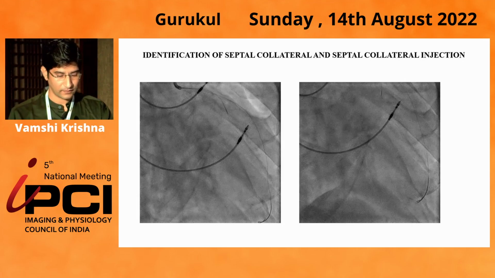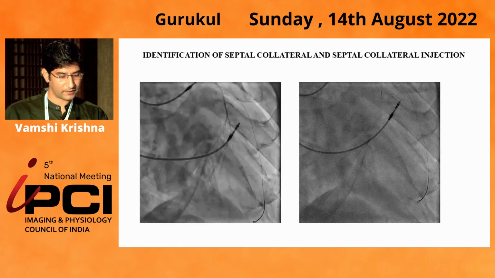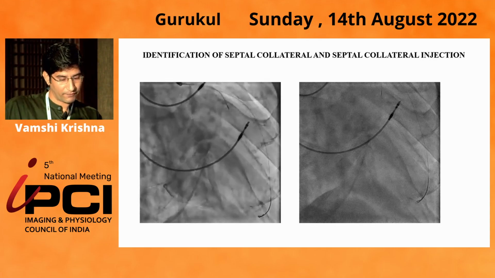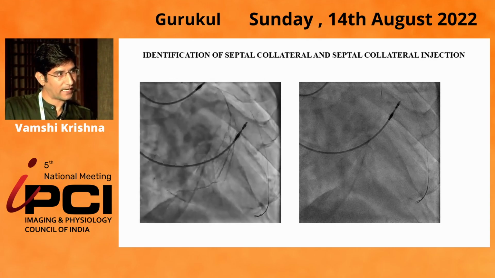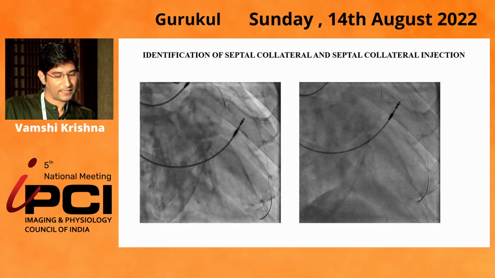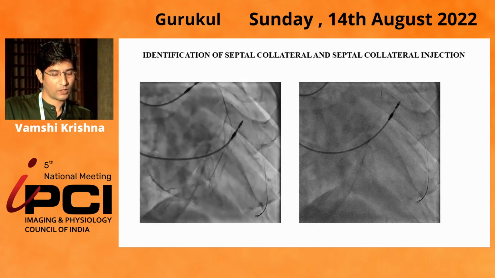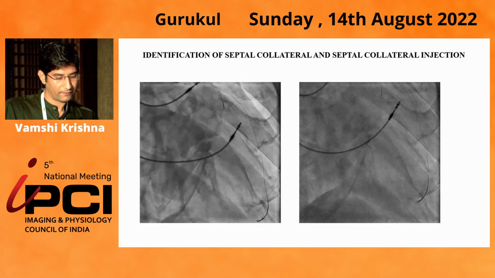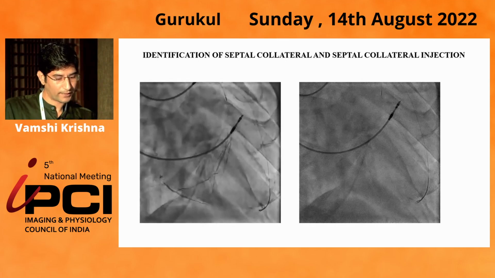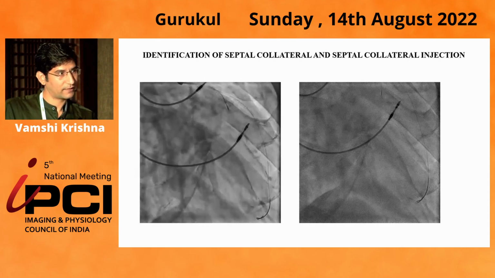For planning the angioplasty for this patient, we started with an EBU 3.5, and we wired into the LAD, and the IVUS was done. First we identified the septal collaterals, and a septal collateral injection was given to identify which retrograde collateral was the best for the retrograde entry.